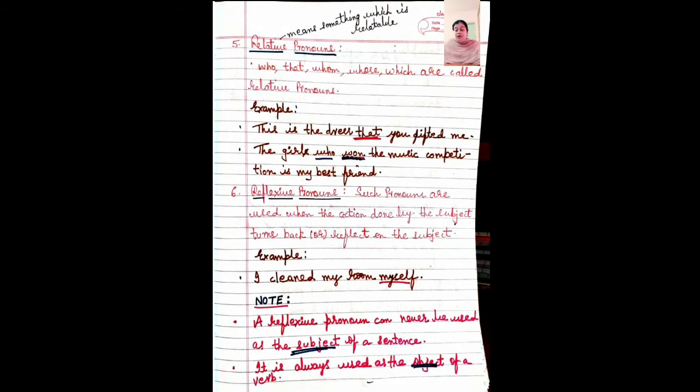Next example, the girl who won the music competition is my best friend. What is the pronoun here? Who. What kind of pronoun? Relative pronoun. Okay, the girl, woh ladki jisne music competition jeeta hai, she is my friend, jo. So this is called a relative pronoun.